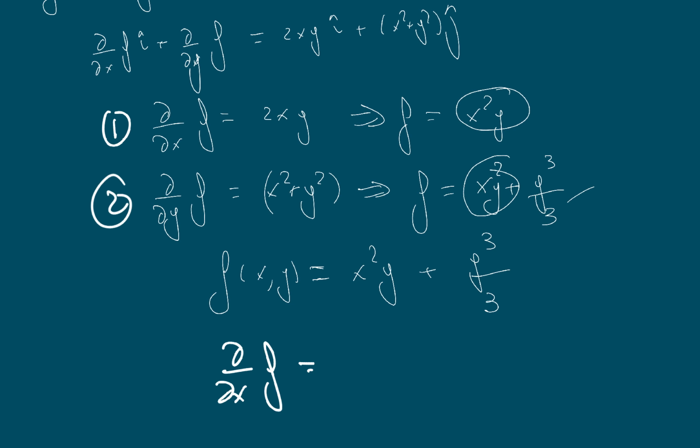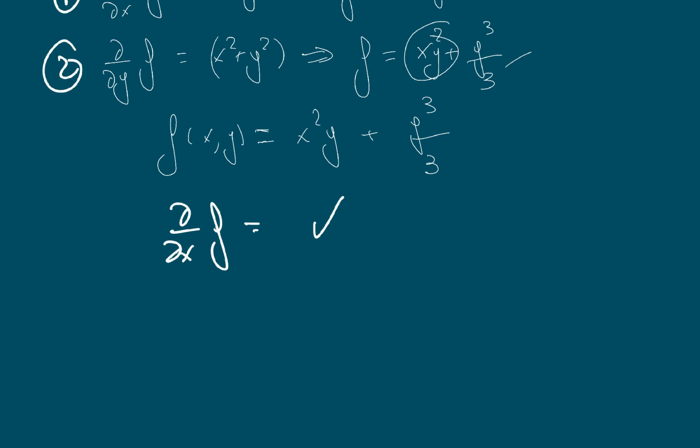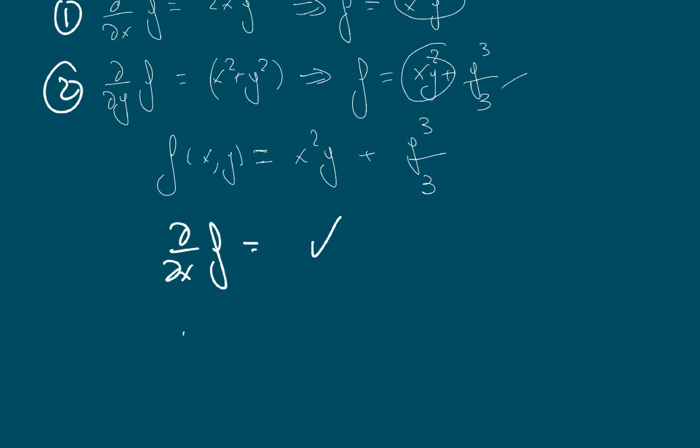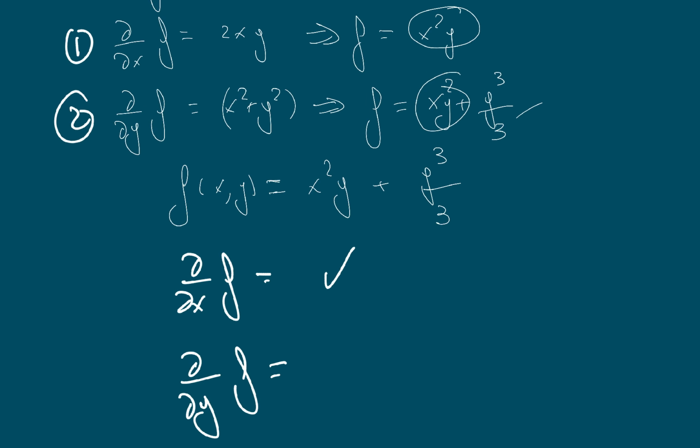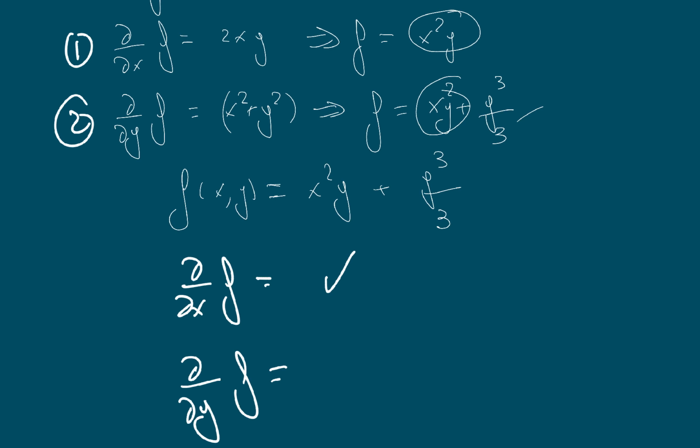So this is the first condition, and the second condition. Let's go check it. The partial derivative with respect to x is 2xy. Oh, perfect, because the partial derivative with respect to x of the y cubed term is 0. And so this is checked. And now let's do the second condition. The second condition says that the partial derivative with respect to y of f should be x squared plus y squared. Let's do it.